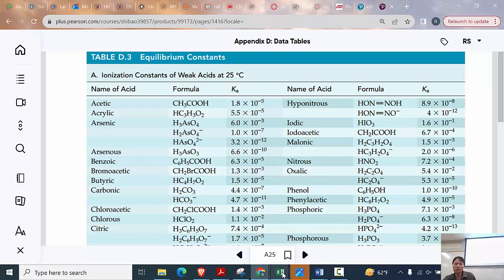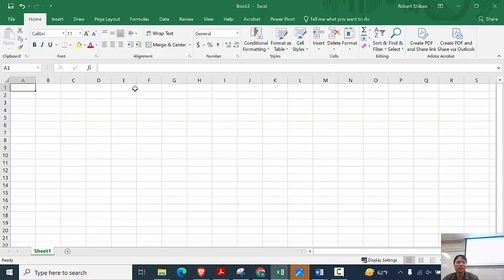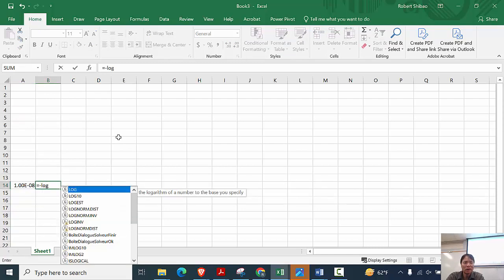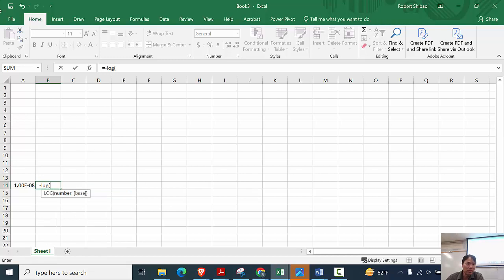And so maybe what we should do is something really quick in Excel, because we could do this pretty fast in Excel. Let's start off with something like 1 times 10 to the minus 8. If I have 1 times 10 to the minus 8, then let's calculate the power function of that. That would be equal to the negative log of this number here. And what is the power function of 1.00 times 10 to the negative 8? It would be 8, right?